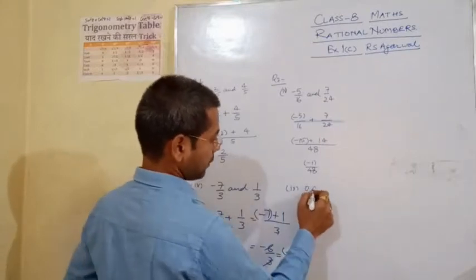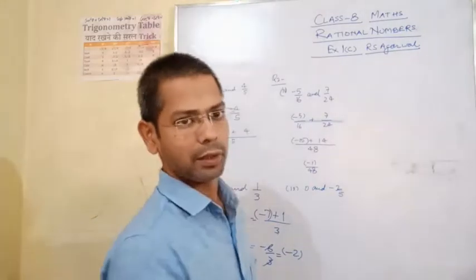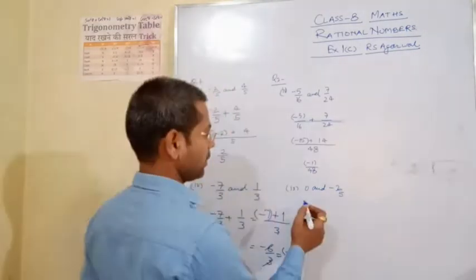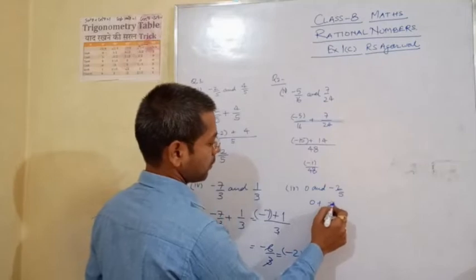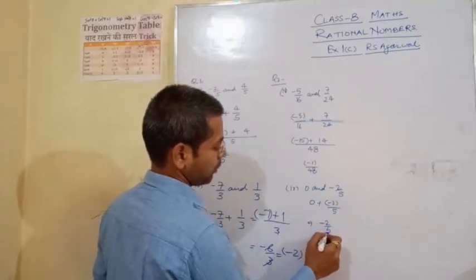0 and minus 2 upon 5. 0 added to any number, it will remain the same. So 0 plus minus 2 upon 5 is equal to minus 2 upon 5.